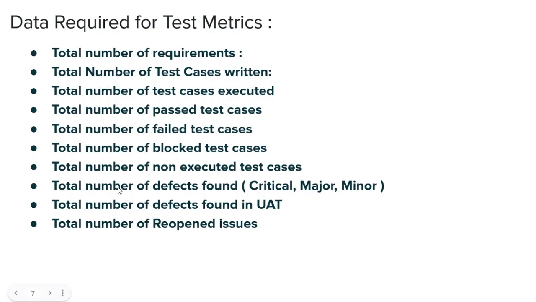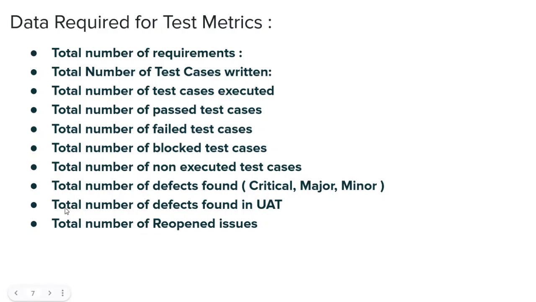Also we have to find out the total number of defects found depending on their severity and priority as well. For example, how many critical defects were there, how many major defects were observed, how many minor issues were there. So all this information we also need for test metrics creation.